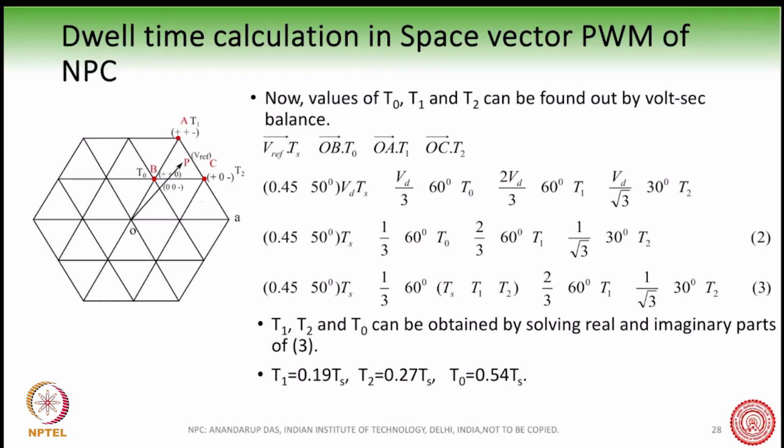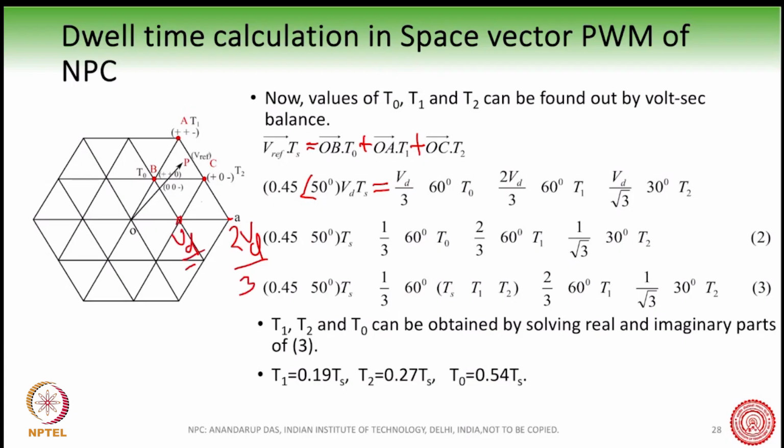So this is like VREF into TS is equal to OB into T0 plus OA into T1 plus OC into T2. Okay, so VREF TS is 0.45 at an angle of 50 degrees. This is equal to OB. The OB length is how much? Remember, this is 2 VD by 3, right? And so this is VD by 3.